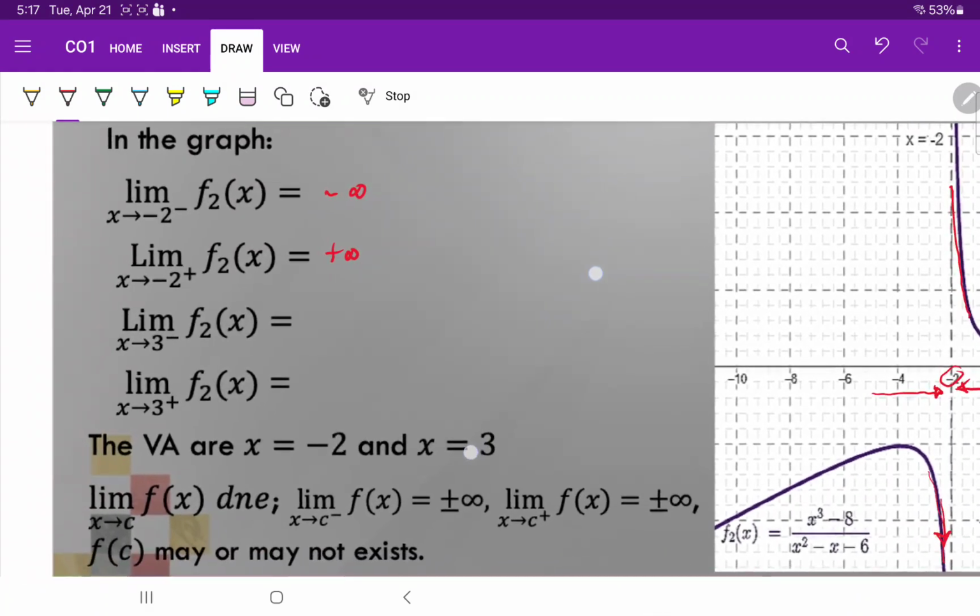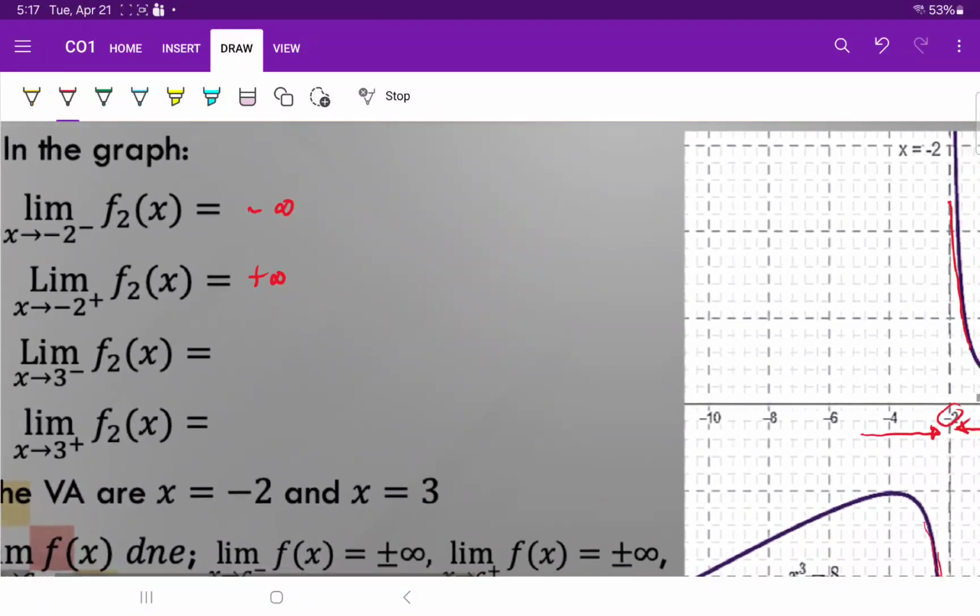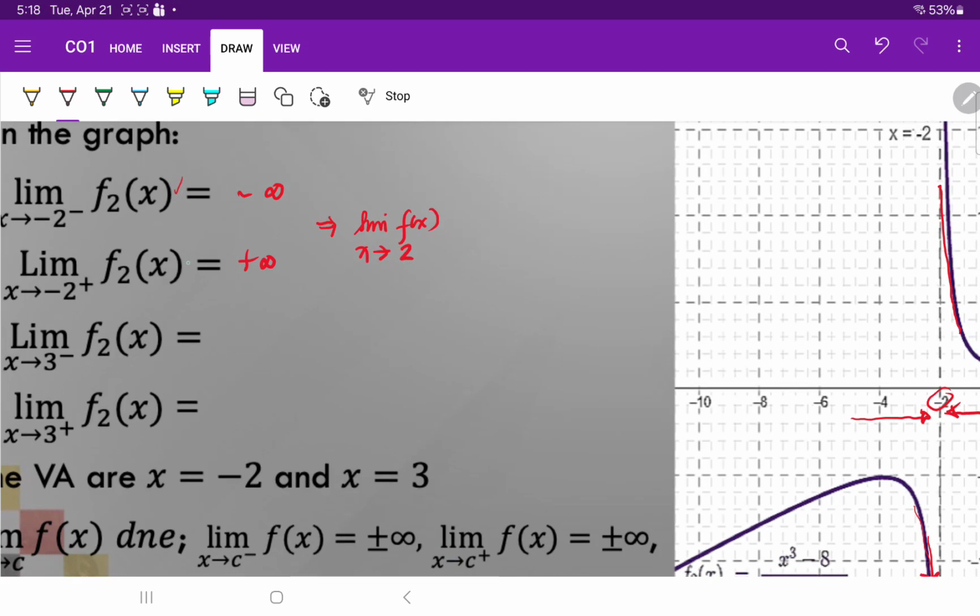So, the next is, what is the limit of f of x as x approaches 2? You have here, this one is what? Coming from the left, coming from the right. One is negative, the other is positive. So what is the two-sided limit? It does not exist because they are of opposite signs.